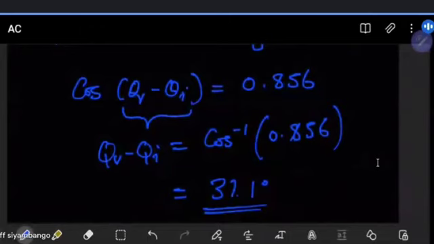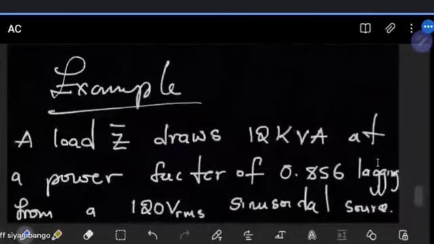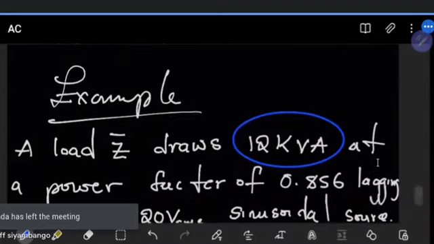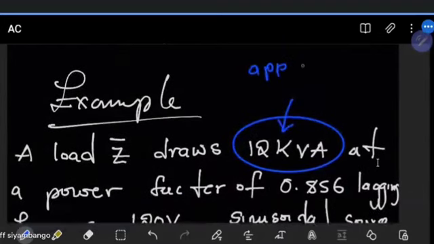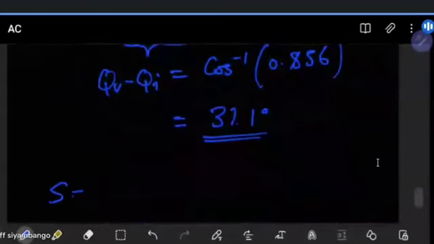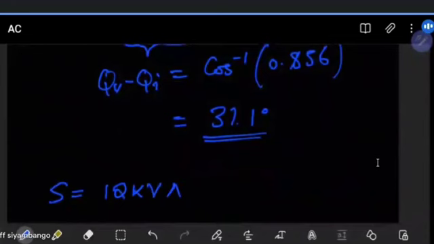Well, how is that going to help us? Let's go back to the question again. The question says it draws this much. If this is what it is drawing or getting from the source, it implies that this is our apparent supply. So that being our apparent supply S, how does that help us? From the question, S is equal to 12 kilovolt amps. This is the same as 12,000 volt amps. With the apparent power figured out, we can now easily calculate what the real power is.